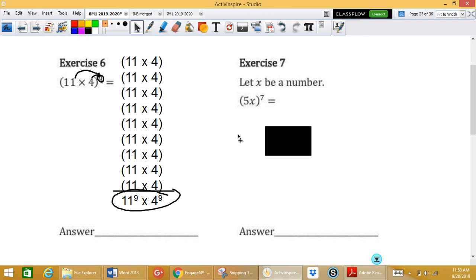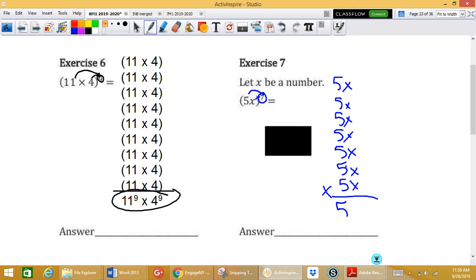What about, let x be a number and we have 5x to the 7th? Again, you're going to take this 7 and take it to the 5 and to the x. You have to do both because it's like having 5x, 5x, 5x, 5x, 5x, 1, 2, 3, 4, 5, 6, 7 of them. And they're all being multiplied, so you have 5 to the 7th, x to the 7th.